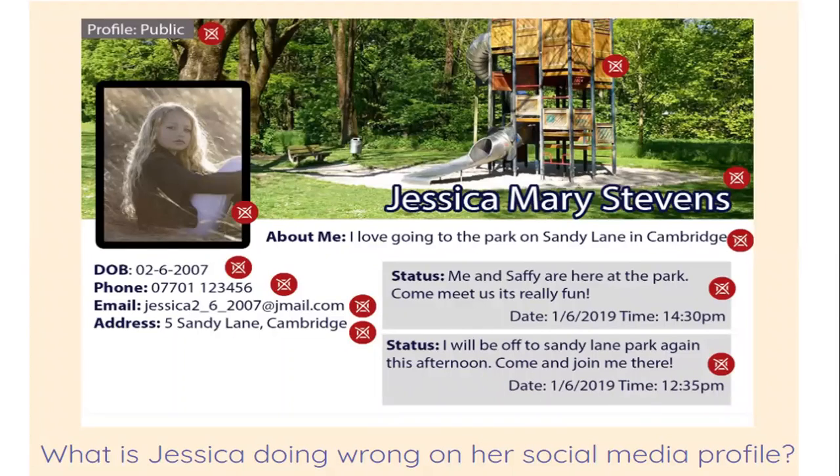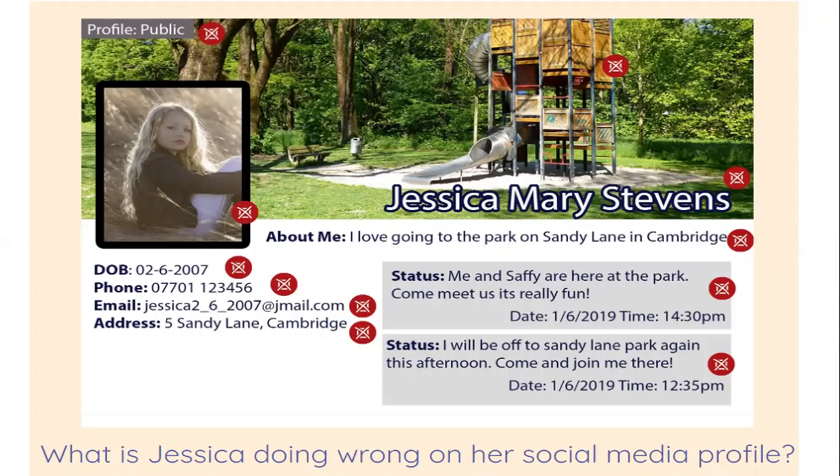I have highlighted a number of areas here that I think are of an issue for her. The first one is that she has a profile set to public. Profile should always be set to private. So what Jessica needs to do is to go and change her privacy settings. Profile images should not reveal locations. There's quite a lot here of detail about her location. She has, for example, said under About Me, I love going to the park on Sandy Lane in Cambridge, which is extremely revealing in terms of where she goes on a regular basis.